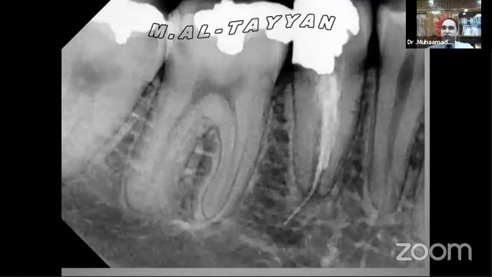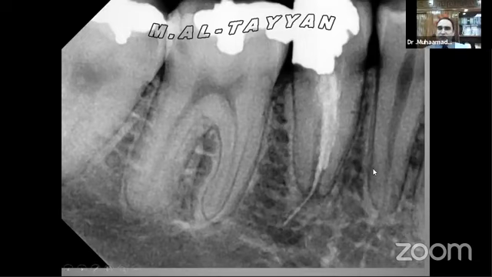Another case I would like to share with you here, very interesting one as well. Lower right 5. This lower right 5, as you can see, has a very big and large canal, with a very poor quality root canal filling with overextension. This is a good example of the overextension. As you can see, there is no good seal here at all. And there is a GP cone extended outside in the apical bone.